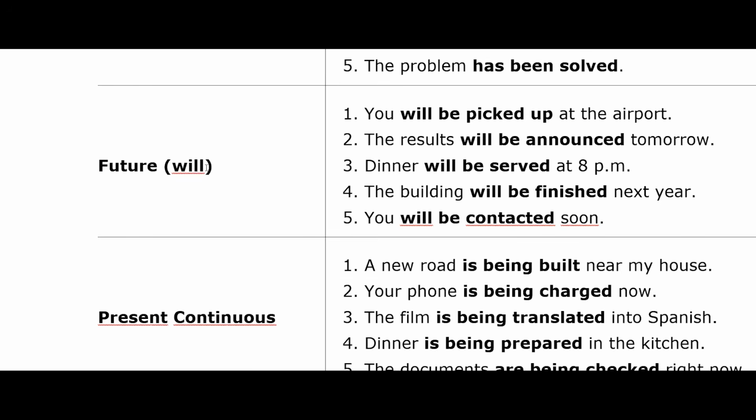Future with will. You will be picked up at the airport. The results will be announced tomorrow. Dinner will be served at 8 p.m. The building will be finished next year. You will be contacted soon. Here we use will plus be plus past participle. So will be picked, will be announced, will be served, and so on.